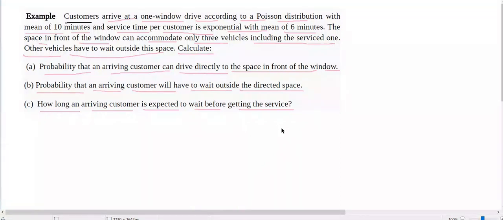Which is the lambda value here? Which is the mu value? Lambda is equal to 6 customers per hour, then mu is equal to 10. Lambda is equal to 6, then mu equal to 10. Is it visible?